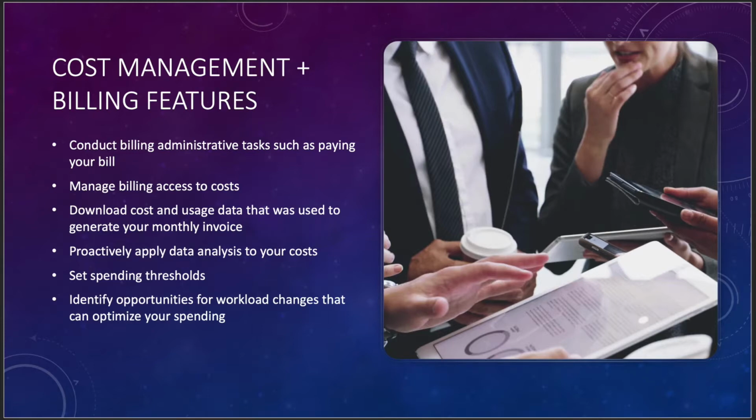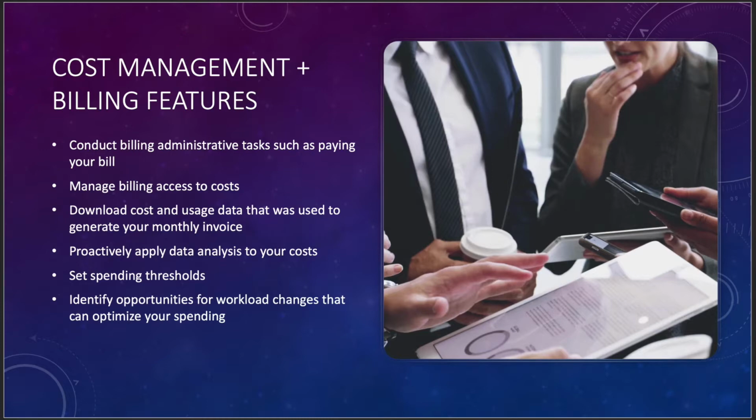Proactively apply data analysis to your costs. See if your predictive costs are actually in line with your actual costs. And if they're not, figure out where the delta is. Figure out where that difference is between actual spend and estimated spend, and why there's a delta between the two. You can set spending thresholds. And before you set a spending threshold, you should set up a whole series of alerts when you've hit each percentage of your spend. If you have 100% in a 30-day period, so figure 3% per day is your burn.